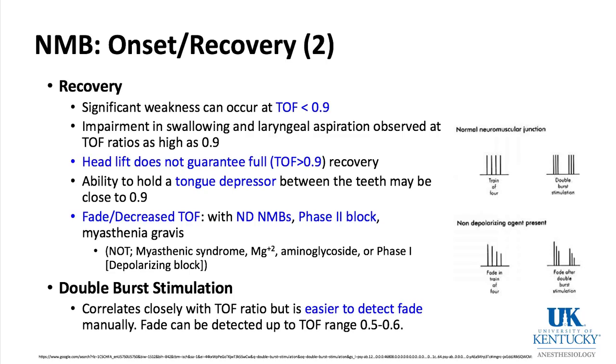And so why do we use double burst stimulation occasionally? Because it's easier to detect fade. Fade can be detected up to a train of 4 range of about 0.5 to 0.6. What causes fade? Residual neuromuscular blockade, but also a phase 2 block where lots of succinylcholine has been given, or a myasthenic patient where you stress the neuromuscular junction so much that they start to fade. You don't get fade with the myasthenic syndrome patient. Remember, they get stronger as they work the muscle more, or with magnesium or aminoglycosides.